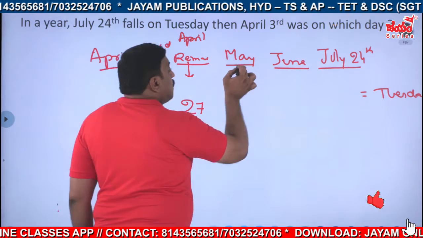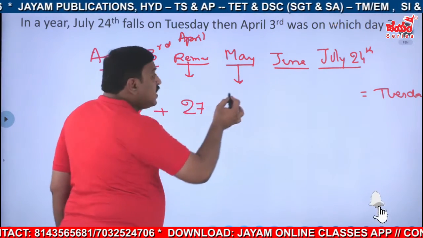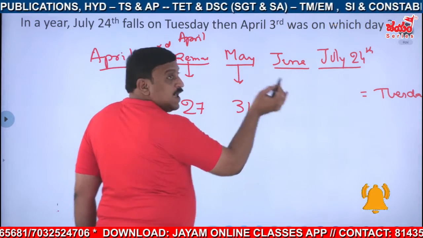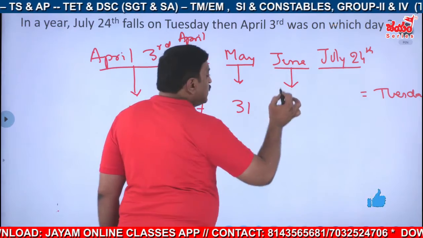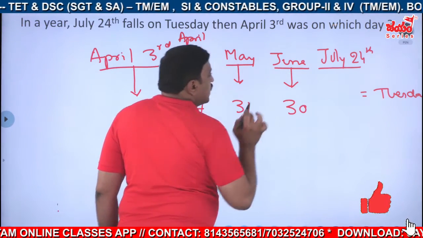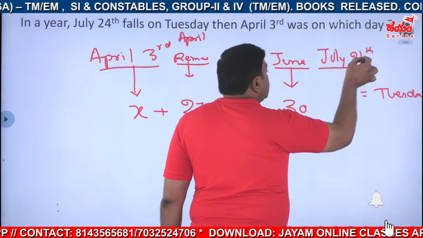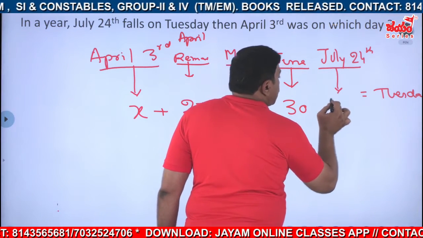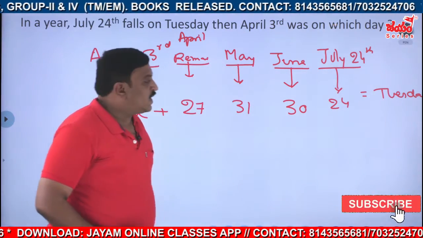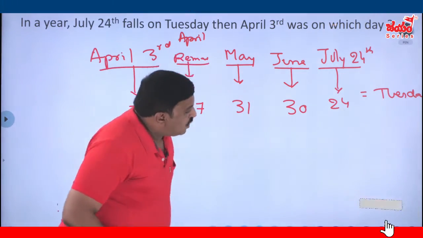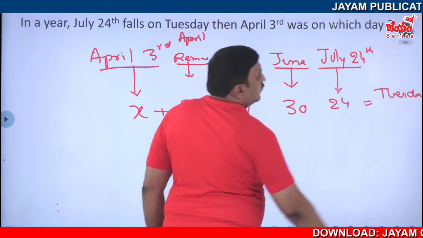And after this one, May full month is counted. How many days? That is 31 days. Again, June, how many days are counted? That is June, 30 days are counted. And coming to July, how many days? We have to consider only 24 days, not beyond that one, right? Up to 24 days only you have to consider. So this will be equal to what? This will be equal to Tuesday.